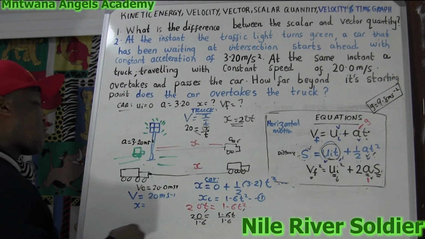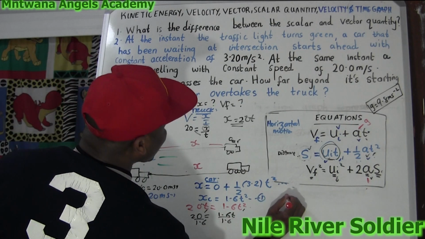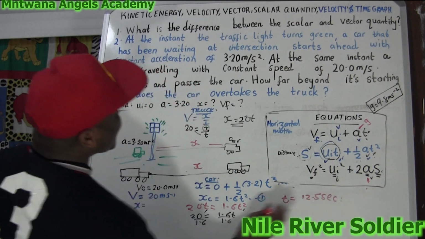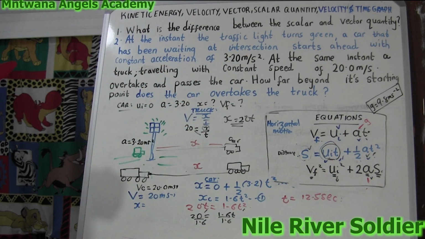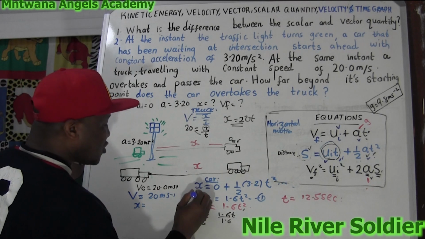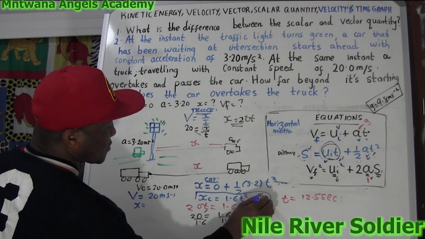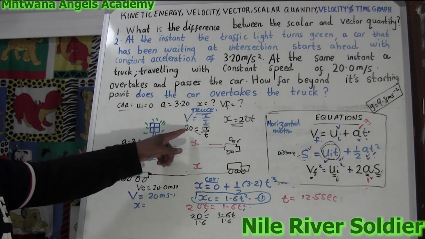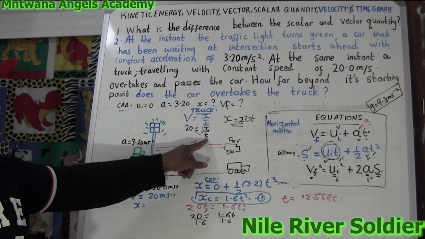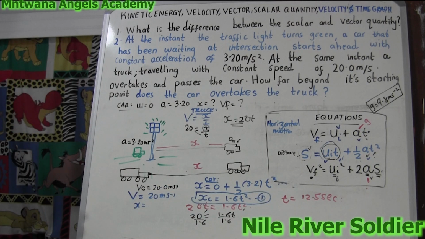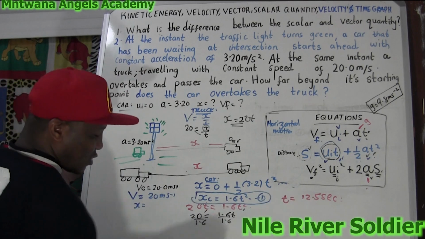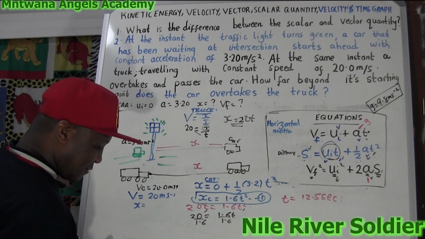So our time equals 12.5 seconds. The unit of time is second. So we got the time, and since I got the time, I can substitute in this equation to get the distance covered. We substitute here: 20 times time, 20 times 12.5, because that's going to give the distance.